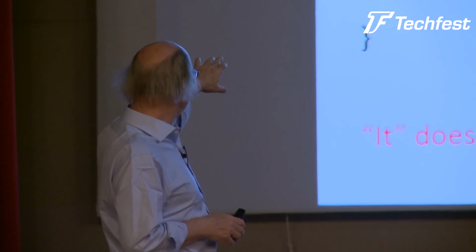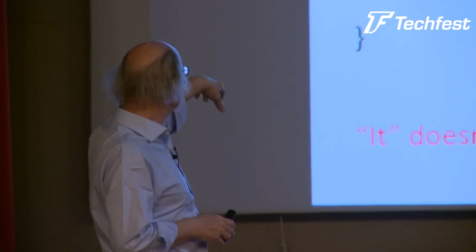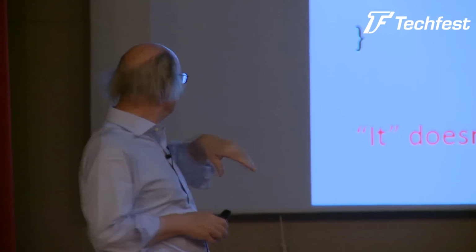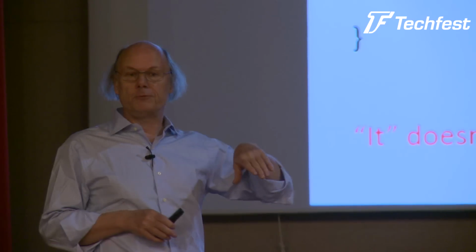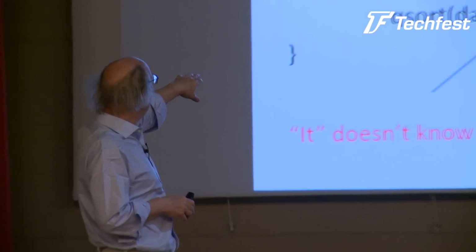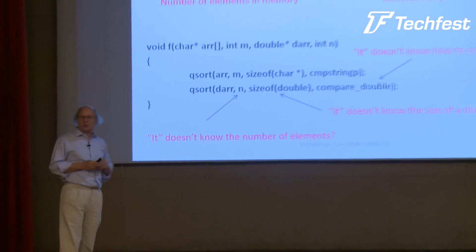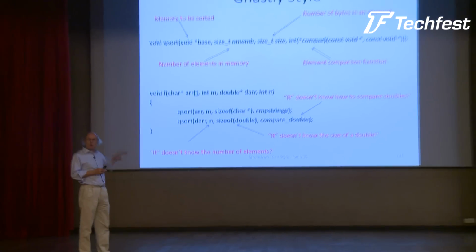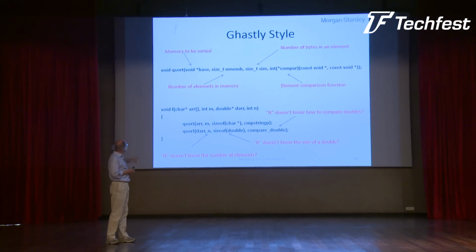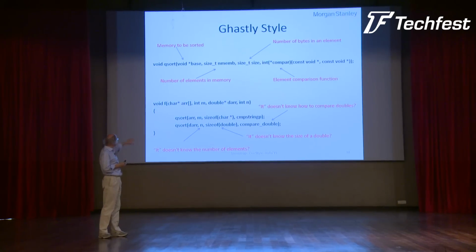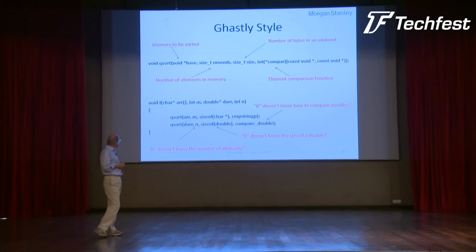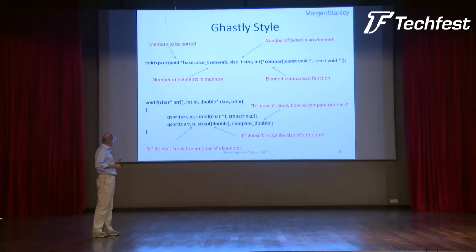I have an array of pointers to characters and an integer m. That's supposedly the number of pointers to characters in that array. And I have a pointer to an array and an integer d, and I can call things that way. I have to have a couple of functions there. One tells me how to compare C-style strings. One tells me how to compare doubles.